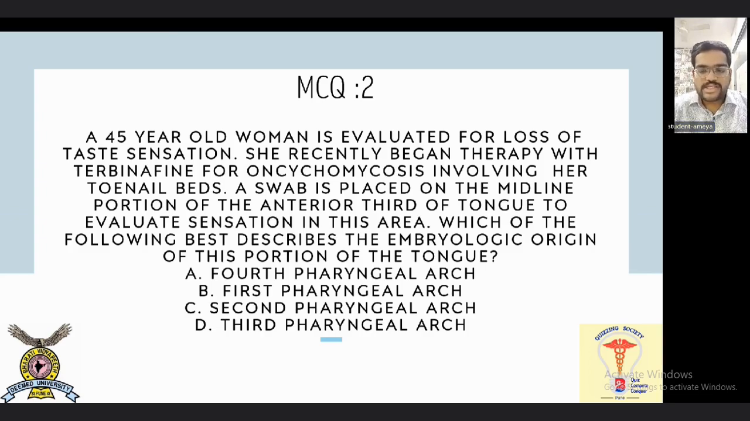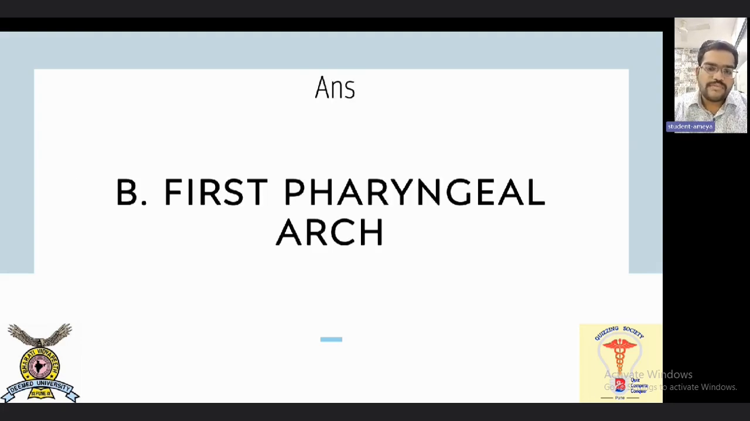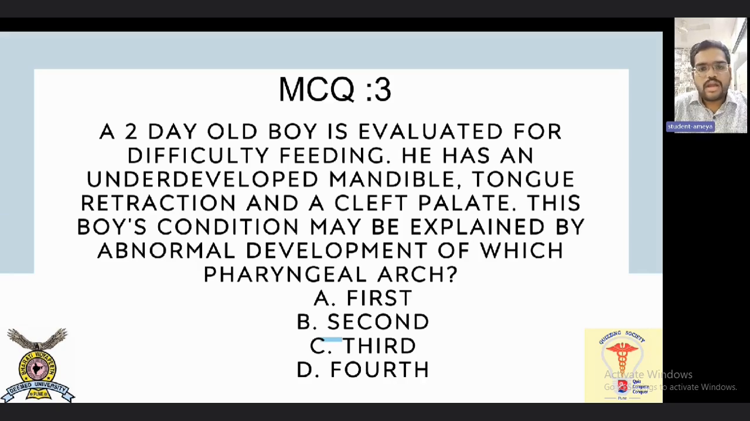That is why it is instructed by our teachers to us students, because we all are students at the end of the day, to read the question properly and avoid silly mistakes. Moving on to the last MCQ of the snippet. This boy's condition may be explained by abnormal development of which pharyngeal arch? A first, B second, C third, D fourth.